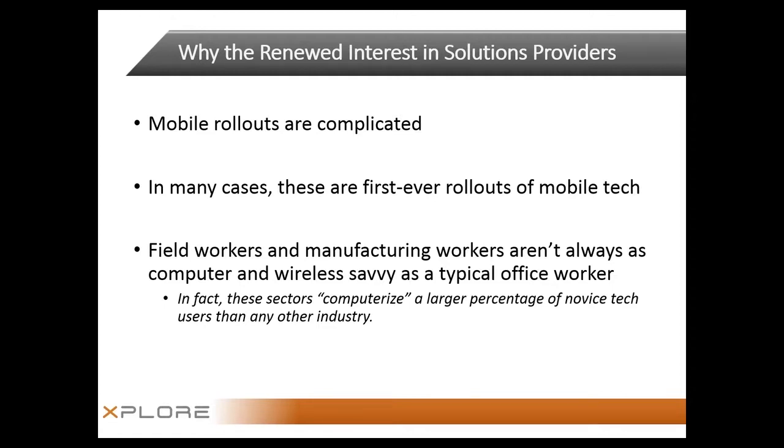Right, because mobile rollouts are, in fact, complicated. There's so many different pieces. That's why there's a renewed interest in solution providers.